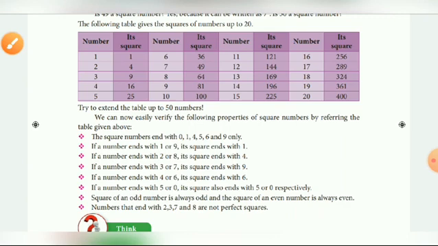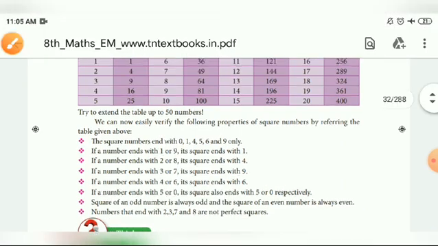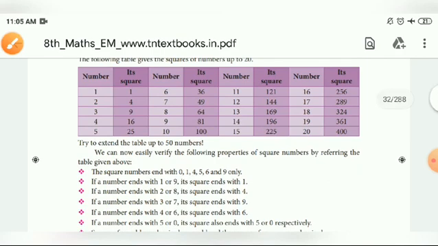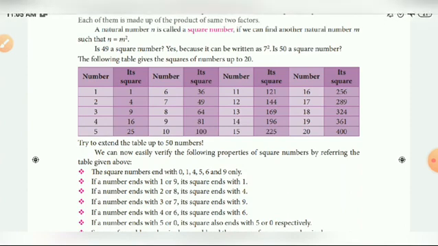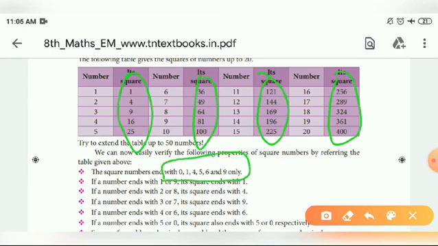So next, we see some special properties about square numbers. The first property is that a square number ends with 0, 1, 4, 5, 6 and 9 only. Every square number, just listen, in the unit place, means just the unit place of the number, contains these digits only: 0, 1, 4, 5, 6 and 9.